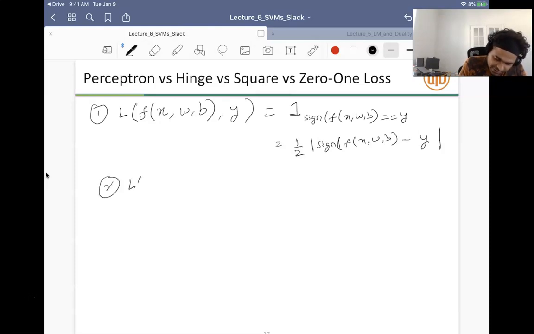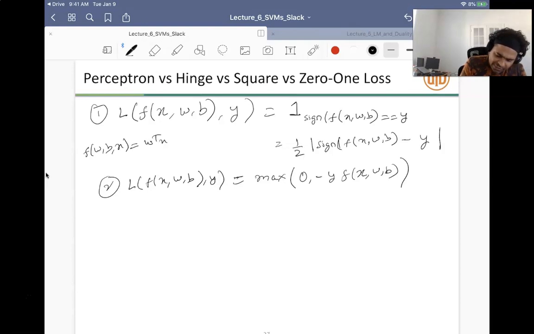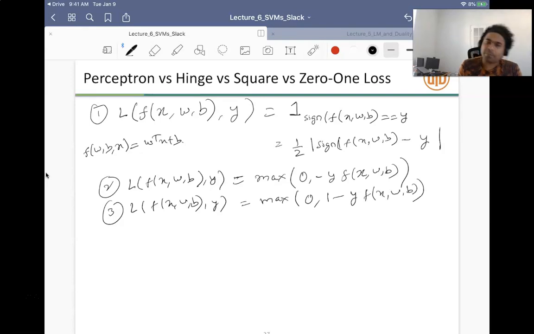We saw that the hinge loss is L of f of x comma y, right? And the hinge loss basically replaces this with a max of 0 comma minus y multiplied by f of x comma w comma b. And by the way, for now just think of this as w transpose x plus b. If you put this over here, we get minus y multiplied by w transpose x plus b, which is basically the perceptron loss. And the hinge loss is nothing but max of 0 comma 1 minus y times this term, which is very intuitive.